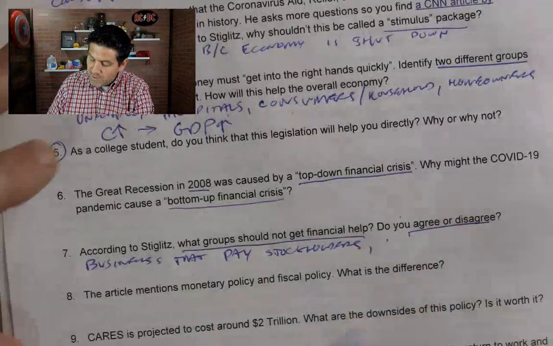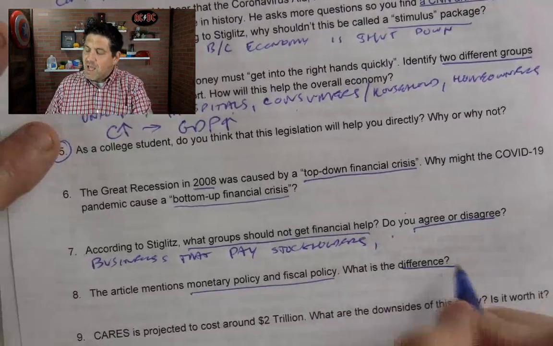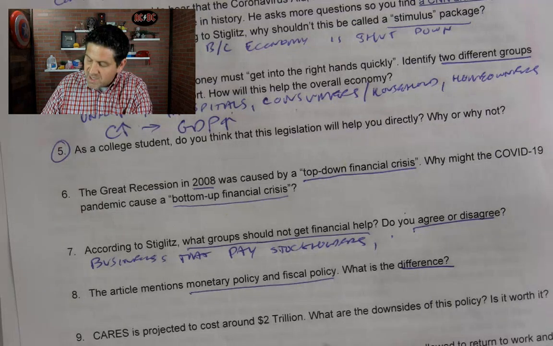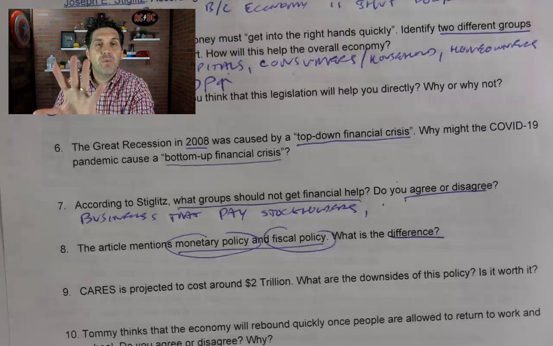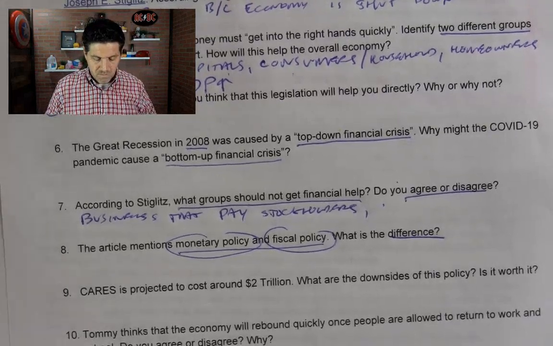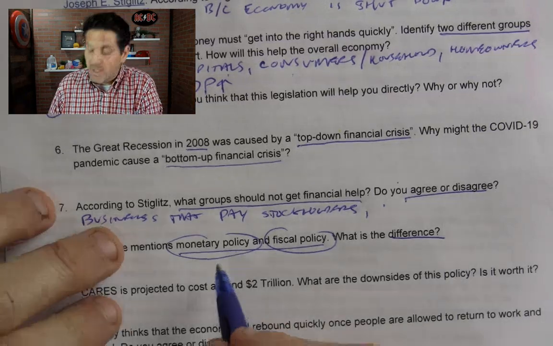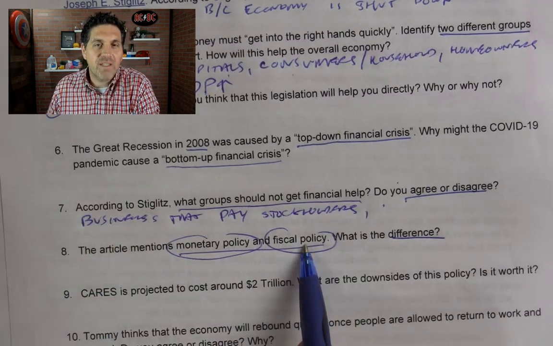I'm going to skip over that. Here we go. This article mentions monetary policy and fiscal policy. What is the difference? I'll let one of you guys answer that super quick. What's the difference between monetary policy and fiscal policy? Actions of Congress? Yeah, that's why I want to focus on who is doing it. So fiscal policy is done by the government, the Congress, and the president.